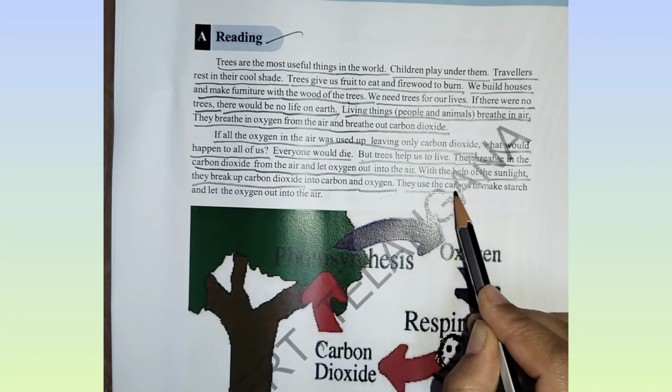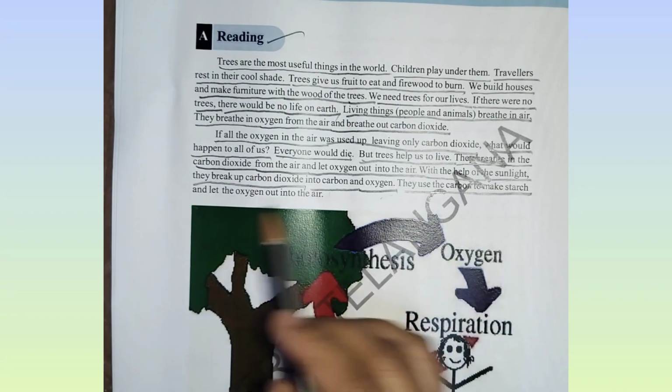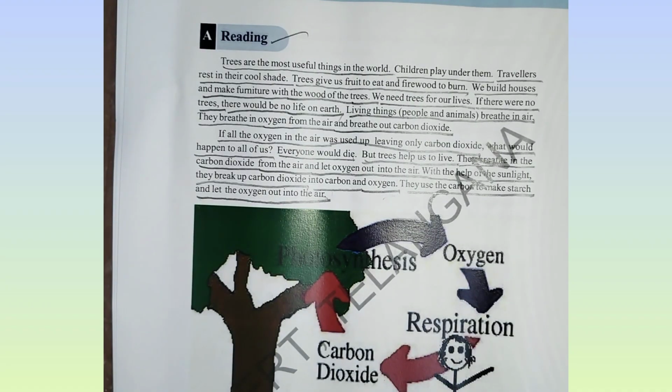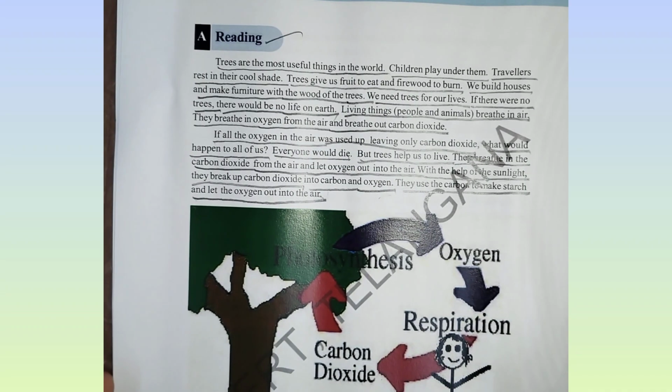They use the carbon to make starch and let the oxygen out into the air. What is the meaning of oxygen here? Oxygen is a colorless, odorless and tasteless gas which is essential for life, making up roughly 21% of the earth's atmosphere.